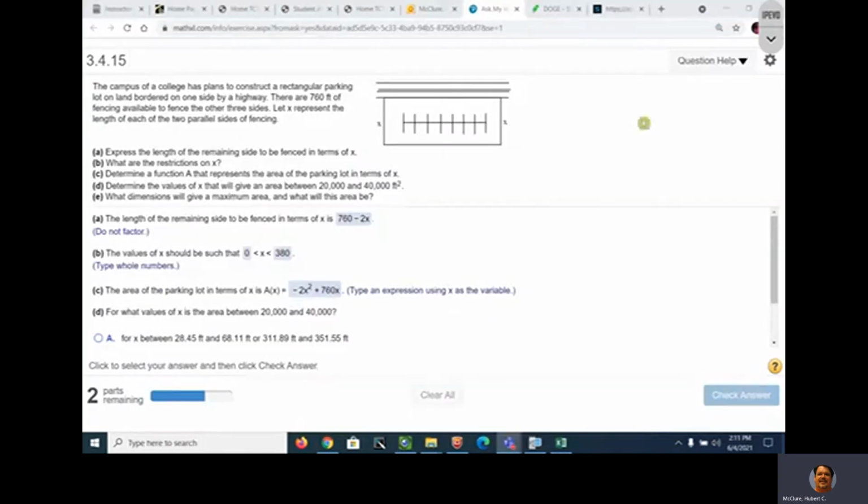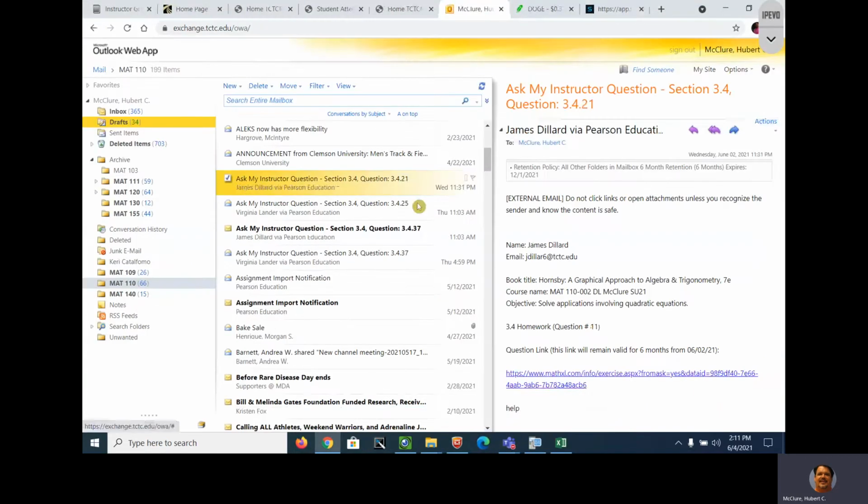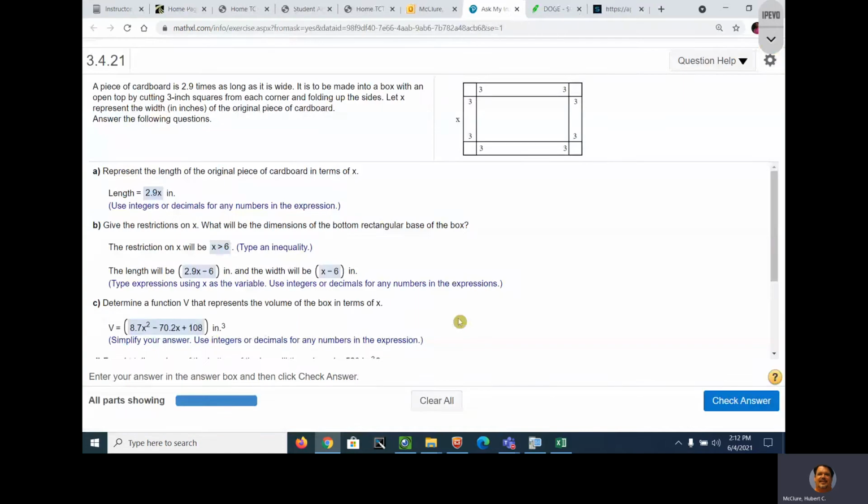Next problem. This is 3.421, 3.421 number 11. And this is another one that's a pain. Okay, I'll get it started for you. Okay, first of all, the length on this one, if you draw the graph, draw the picture. I'm going to draw it, and then I'm going to turn to the white page after I draw it.